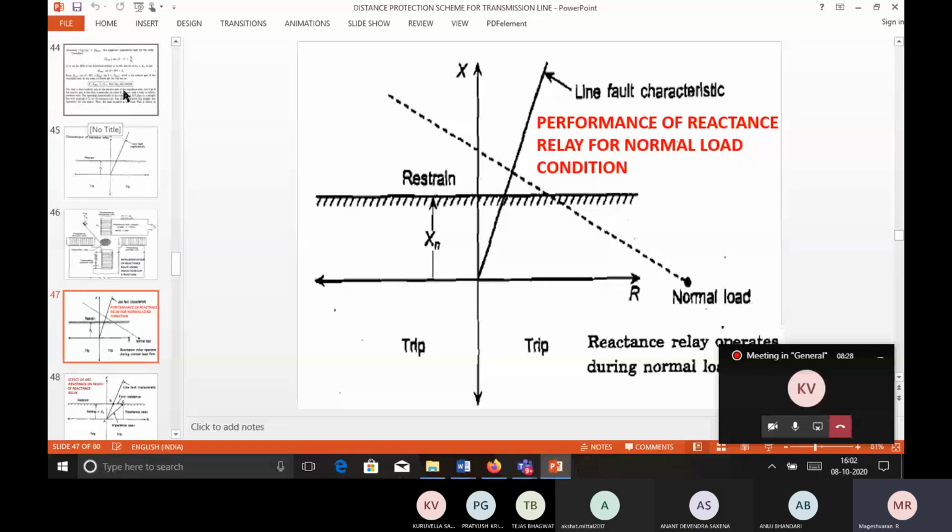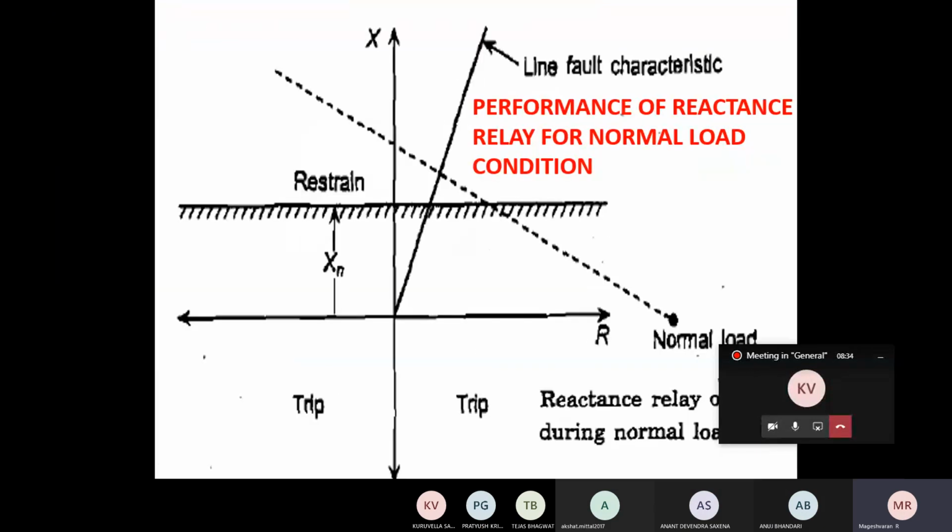Before going to the further explanation about the reactance relay, we'll have a recall about the first relay, which is the simple impedance relay. Again, I'll recall that the distance relay is a family of three relays: one is the simple impedance relay, a reactance relay, and the mho relay.